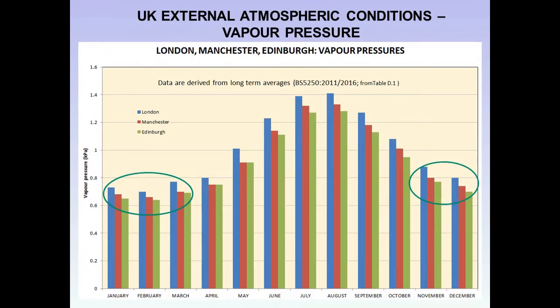Going on with our water vapour, UK external atmospheric conditions, vapour pressures. We've looked at humidities, but here are vapour pressures. This is the actual amount of water vapour that one would expect in the air. Note, there's a lot less during the colder months of the year than there are during the warmer months. Indeed, we can get down to 0.5 kilopascals, much lower on really cold, frosty days.